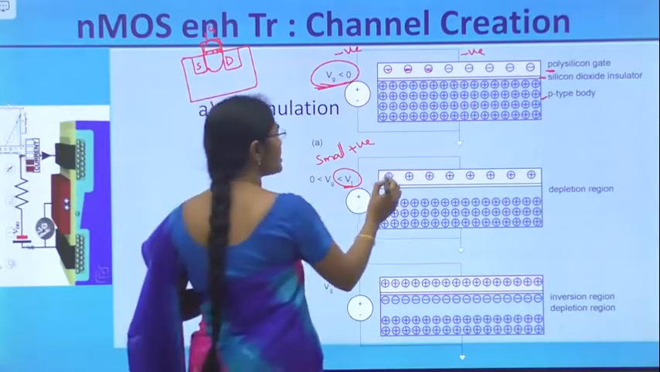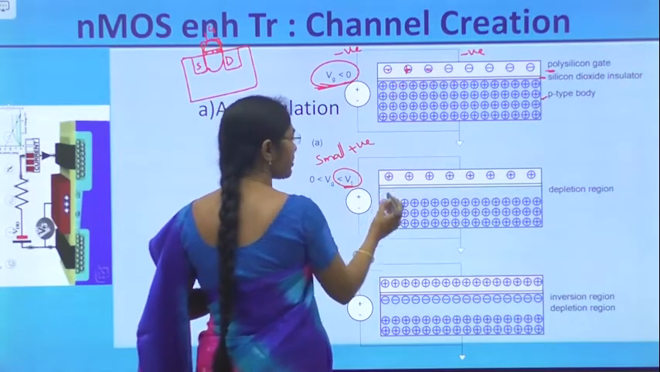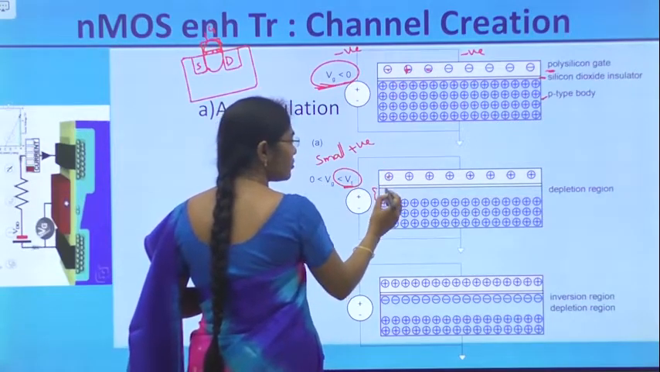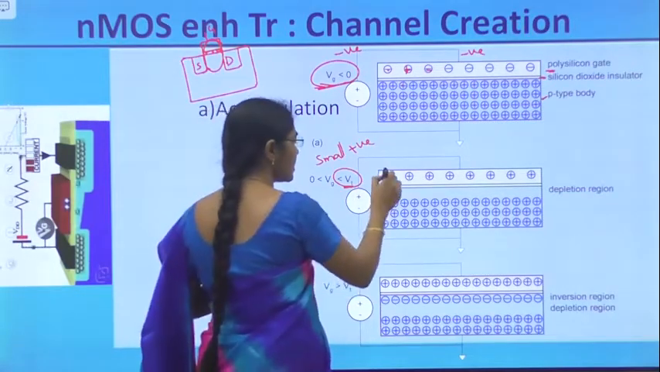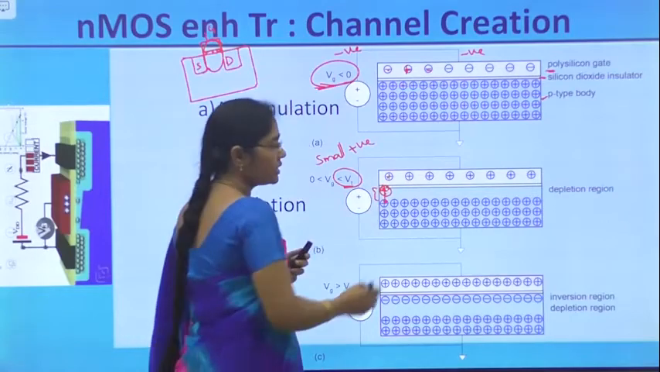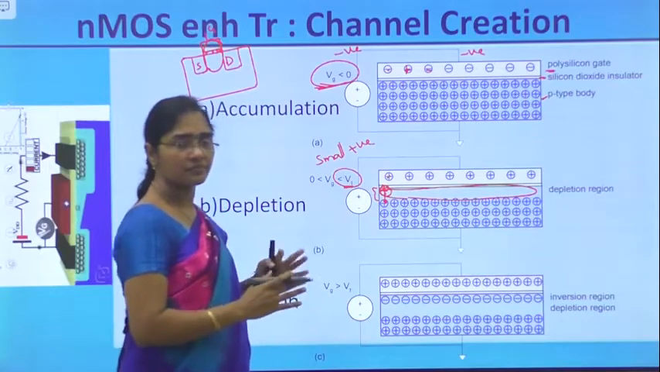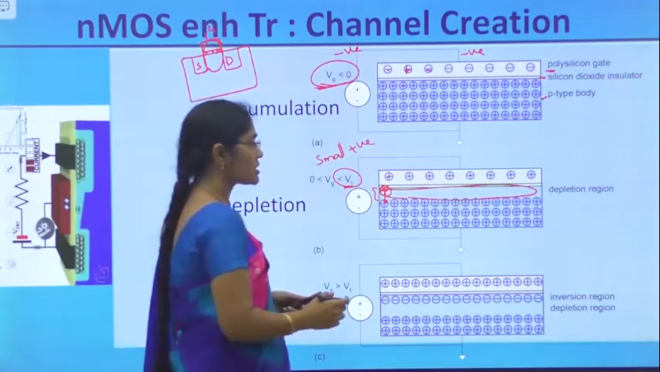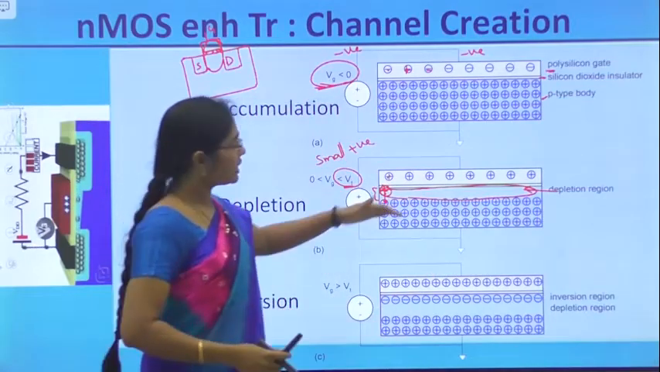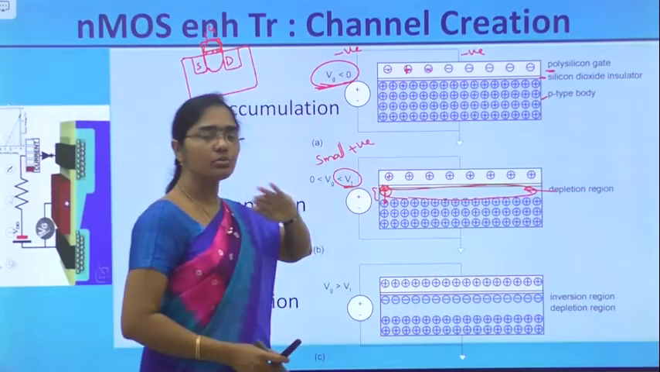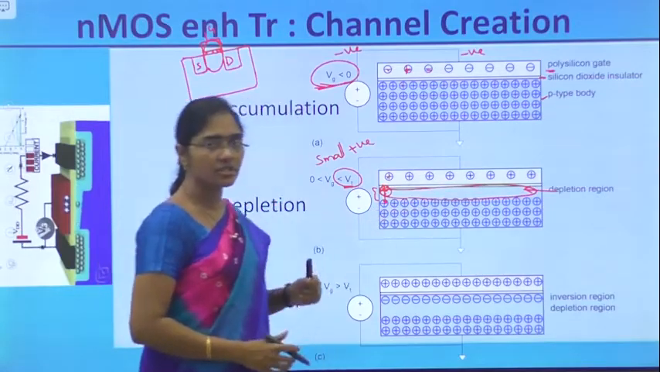Then what will happen? Since positive is applied here, the positive and positive will repel. Therefore, whatever positive charge or positive ions were there previously will be repelled. So some space is vacated by the positive charge. Therefore, it is called the depletion region. The channel area is depleted of positive carriers or positive charge.